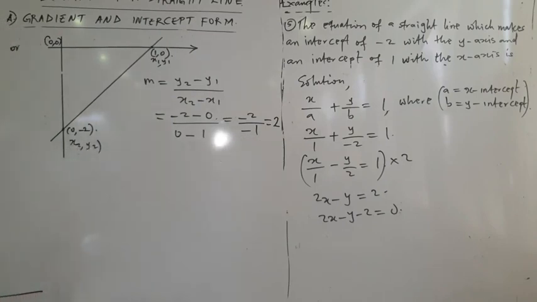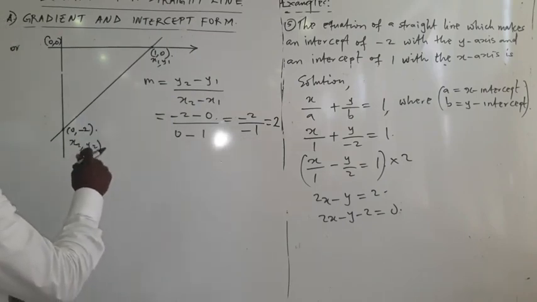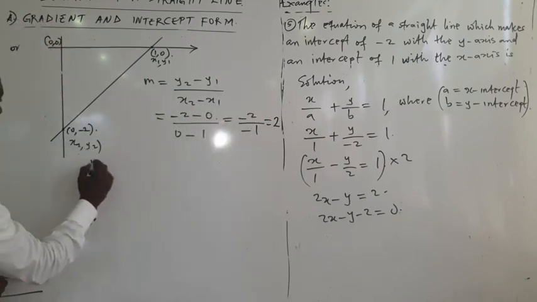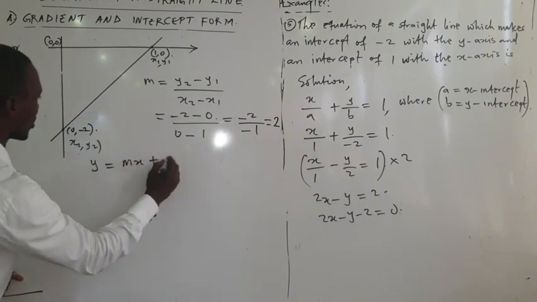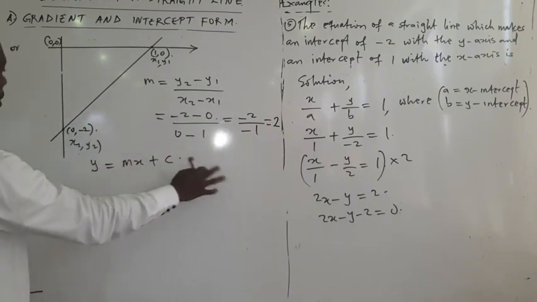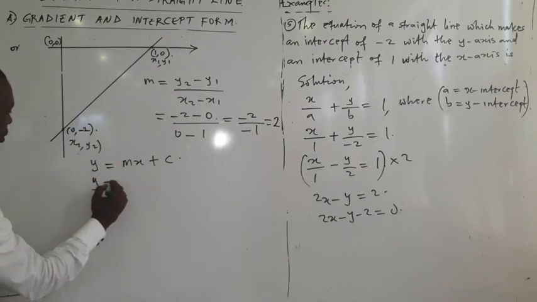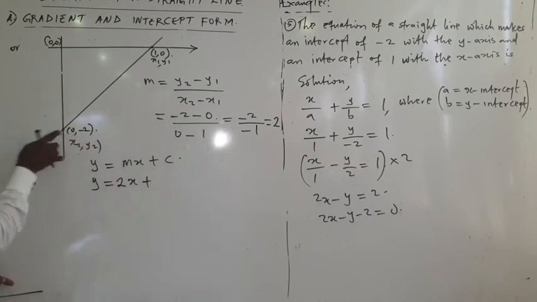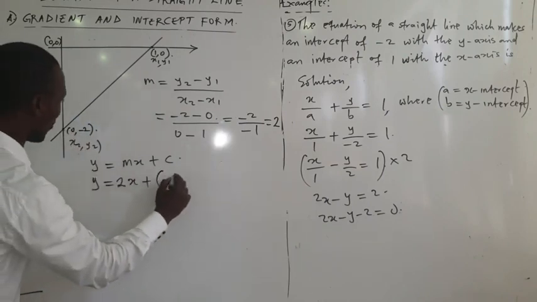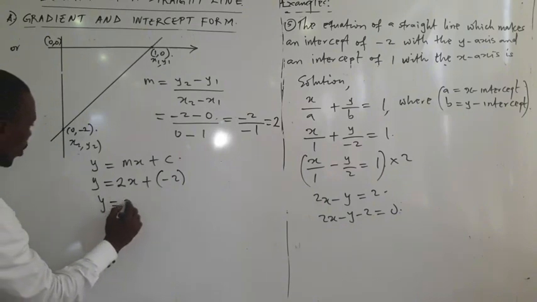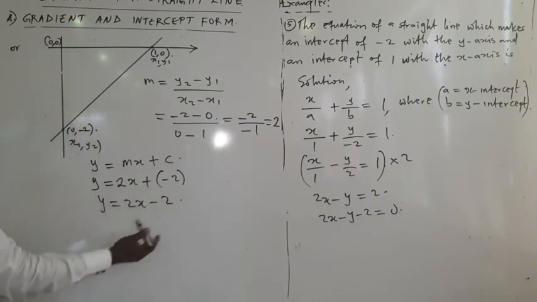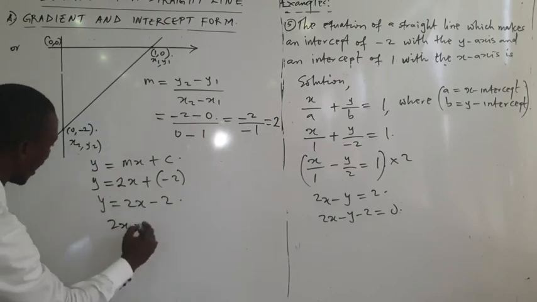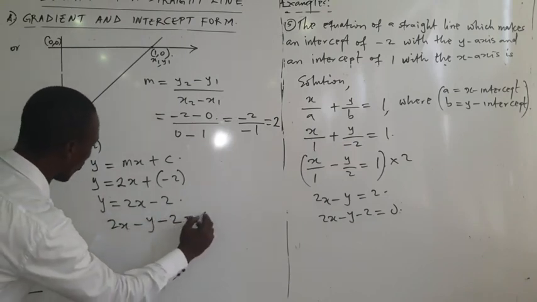Since we are looking for the equation of a line, the equation of a line will now be y equals mx plus c, that is the gradient and intercept form. So y equals the gradient 2, so we now have 2x plus the y-intercept, which is minus 2. So y equals 2x minus 2. You can transfer everything to one side, so it's now going to be 2x minus y minus 2 equals 0.